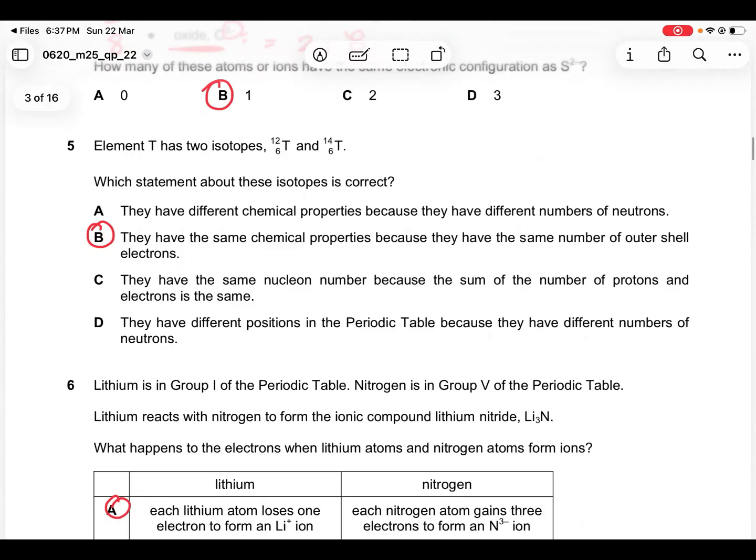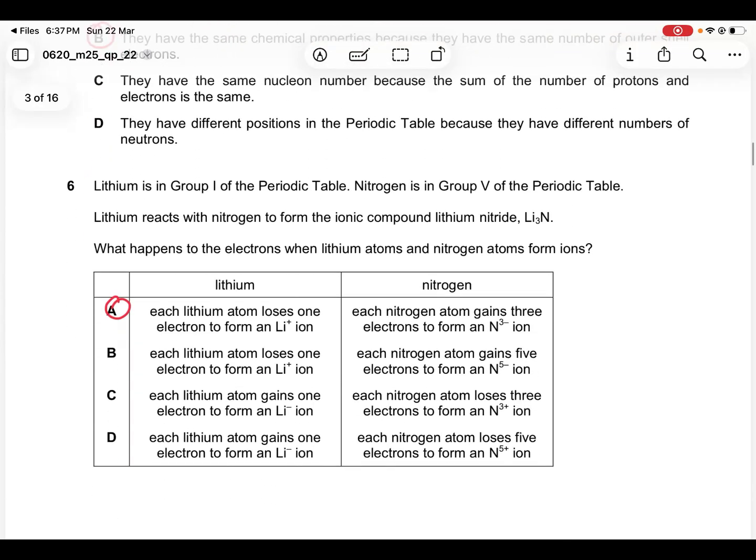Next, element T has 2 isotopes. Which statement about these isotopes is correct? They have different chemical properties because they have different numbers of neutrons. Isotopes always have similar chemical properties because the number of electrons remains the same, only neutrons are different. They have the same chemical properties because they have the same number of outer shell electrons. That reason is correct. So B is the correct answer.